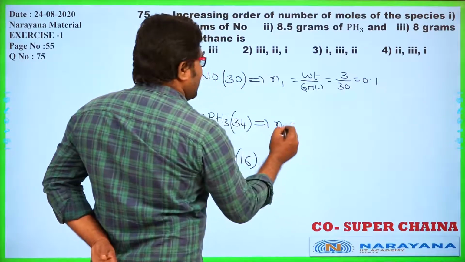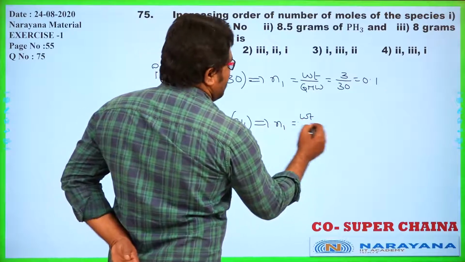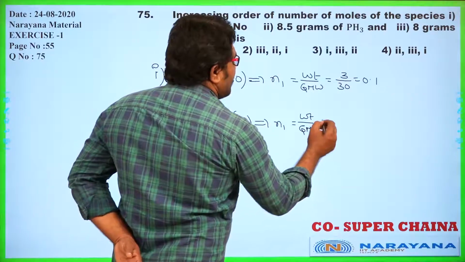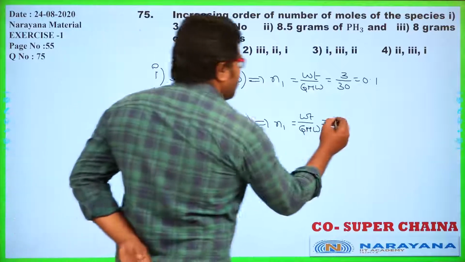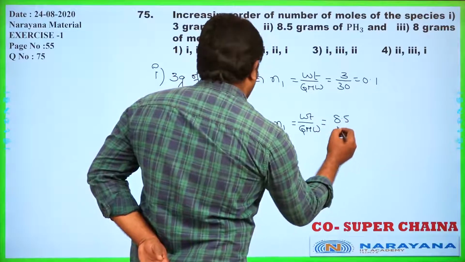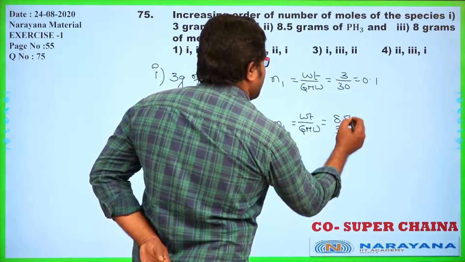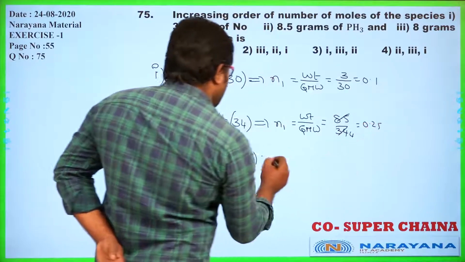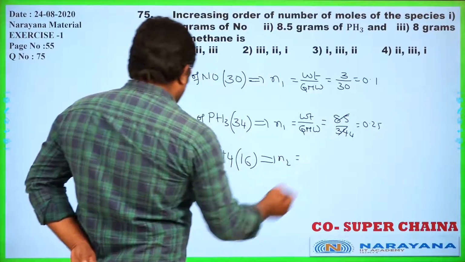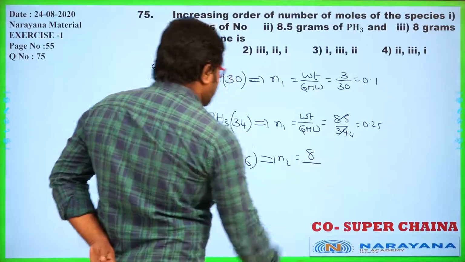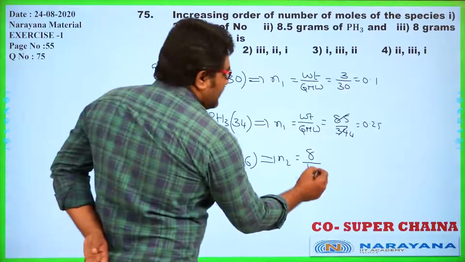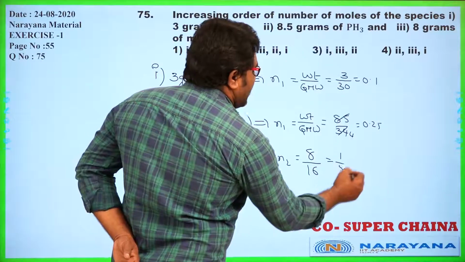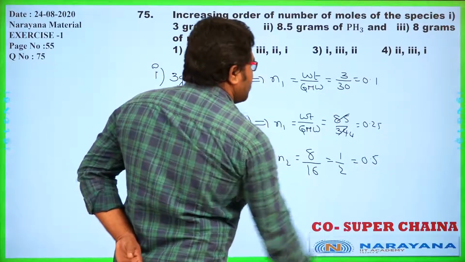Now for the number of moles, weight by gram molecular weight, how can I calculate it? The weight is 8.5, so 8.5 by 34, I think it is 1 by 4, 0.25. And coming to N3, the weight is 8 grams by molecular weight 16, that is equal to 1 by 2, 0.5.